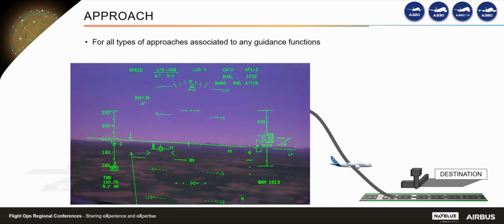The HUD is available for all types of approaches associated to any guidance functions. When an approach is selected in the FMS and approach phase is activated, the HUD will display additional approach-related features to reinforce the flight crew situational awareness. We will now concentrate on the approach and landing phases and see, among other symbols, one of the most interesting features on the HUD. The first interesting feature is the final approach axis.